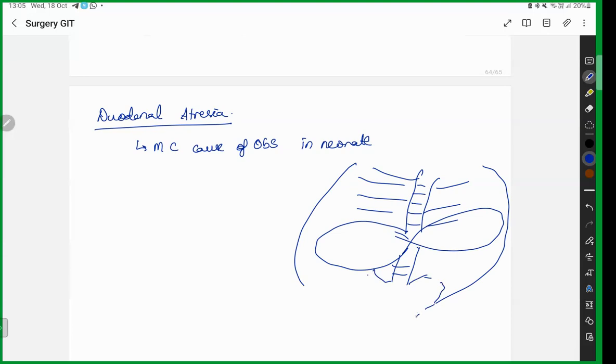This is going to be your pelvis. Just think that this is your pelvis. So what happens is there is going to be an obstruction. Now what happens? You're going to have a double bubble sign. So this is called as double bubble sign on x-ray.